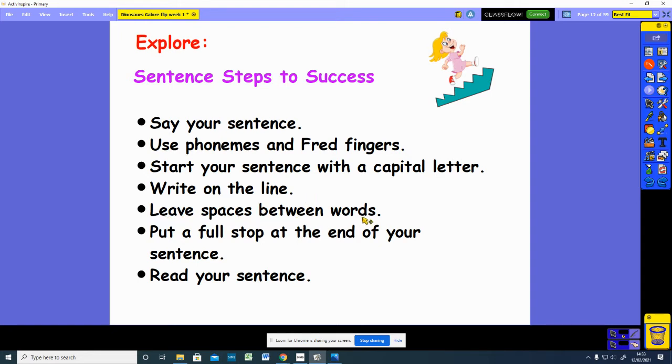Leave spaces between words. So, to make your writing easier to read, make sure that you have a space, just like we have here, in between each word. Put a full stop at the end of your sentence. Some sentences don't end with full stops. Some sentences may end with a question mark or an exclamation mark. But most of the sentences we write will end with a full stop. Read your sentence. That is very important. Once you've written your sentence, read it back to make sure that it makes sense. So we're going to use these steps to success to write our sentence today.